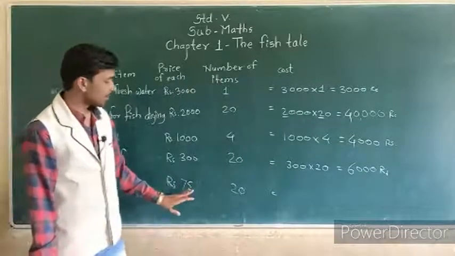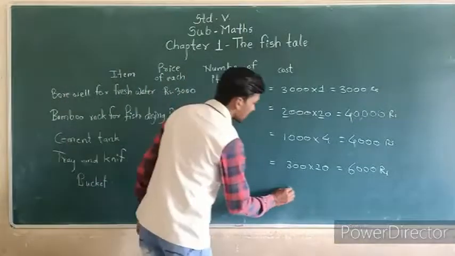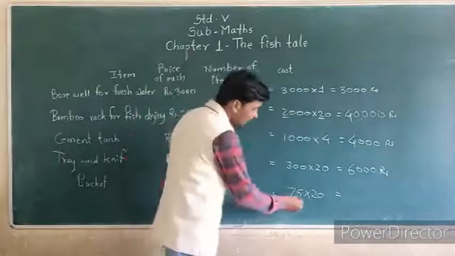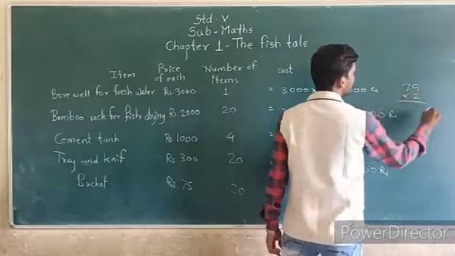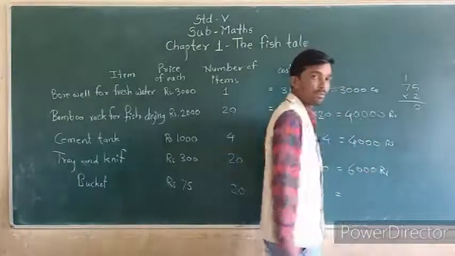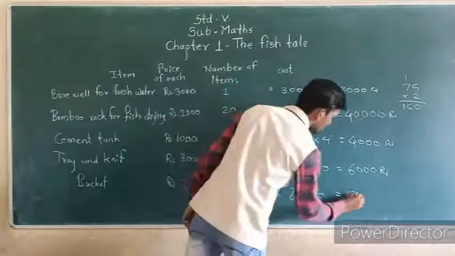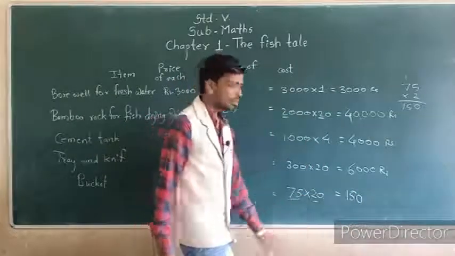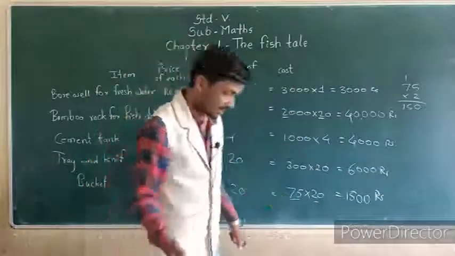And last one, buckets. For one bucket, the price is 75. And 20 buckets they require. So multiply these two numbers: 75 multiplied by 20. You can multiply only this 75 and 2. 5 2s are 10, write here 0, 1 carry, 7 2s are 14, 14 plus 1 is 15, means 150. So I will write this 150. And how many zeros are there? Only 1 zero is here. So I will write here 1 zero, means 1,500. That is your last answer.